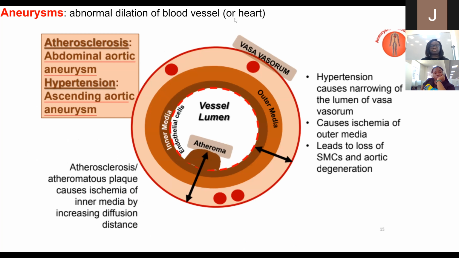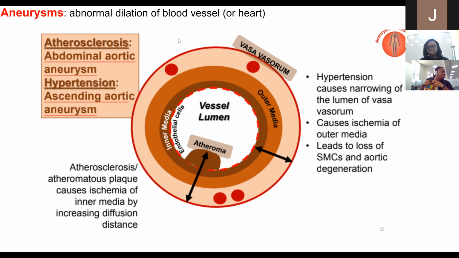All right, so this is what I was talking about earlier. I know this confused me when I was learning because I felt like they did not explain it well: why in atherosclerosis you have a higher chance of an abdominal aortic aneurysm, but why in hypertension you have a higher chance of an ascending aortic aneurysm? I'm going to try to do my best to explain it.